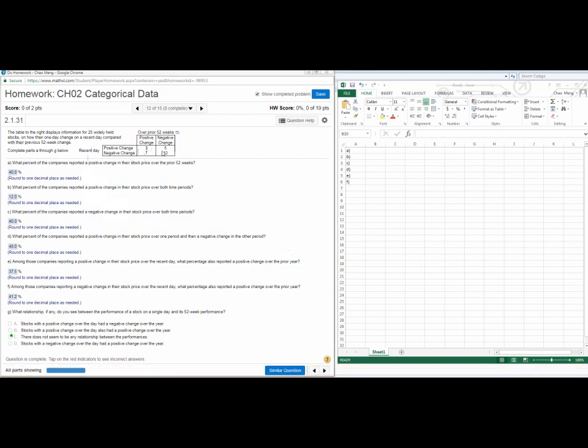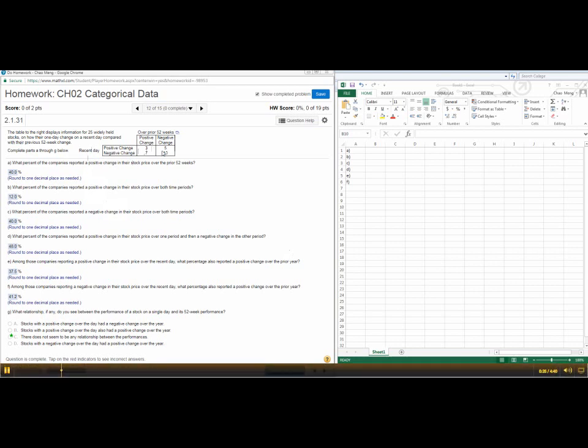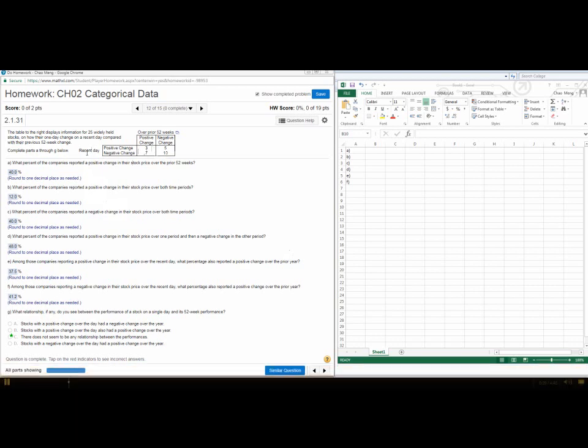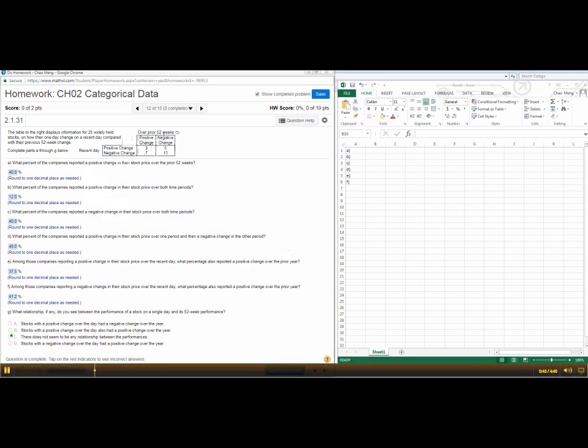In this table we have two variables. The first variable is the change in recent day. It has two categories: one is a positive change and the other is a negative change. And the other variable is the change over the prior 1 year or 52 weeks. This variable also has two categories: one is positive change and the other is also negative change.